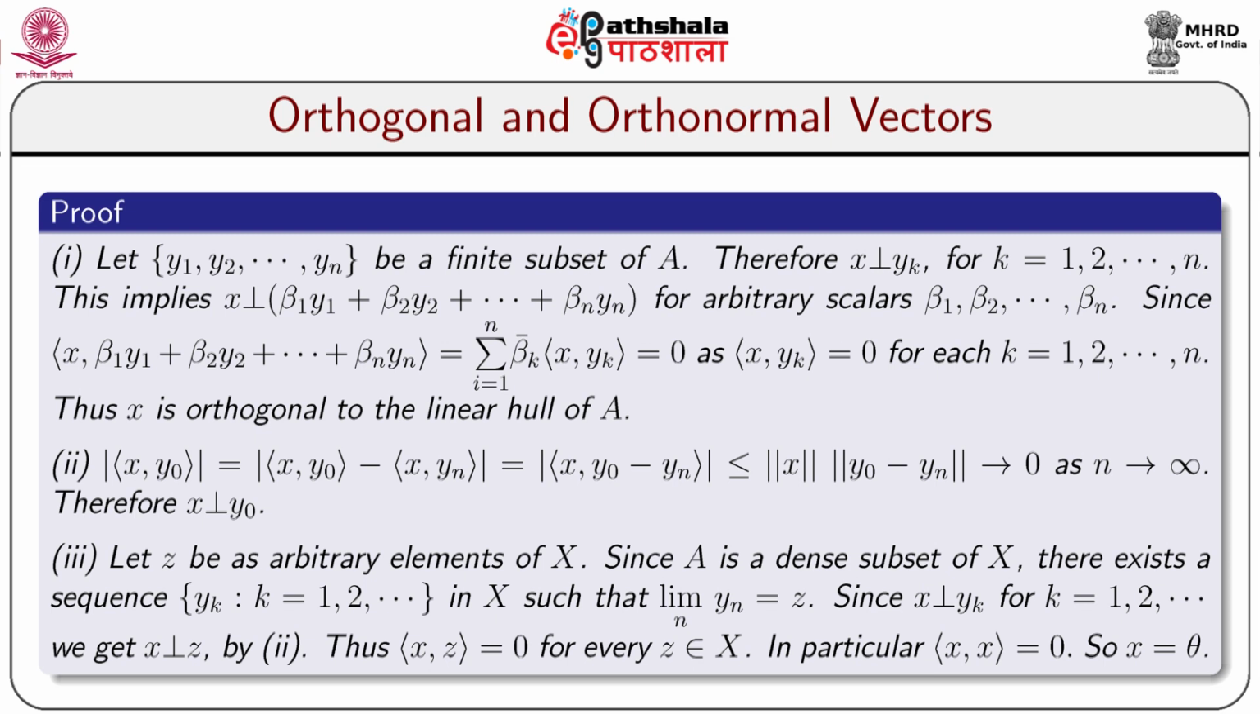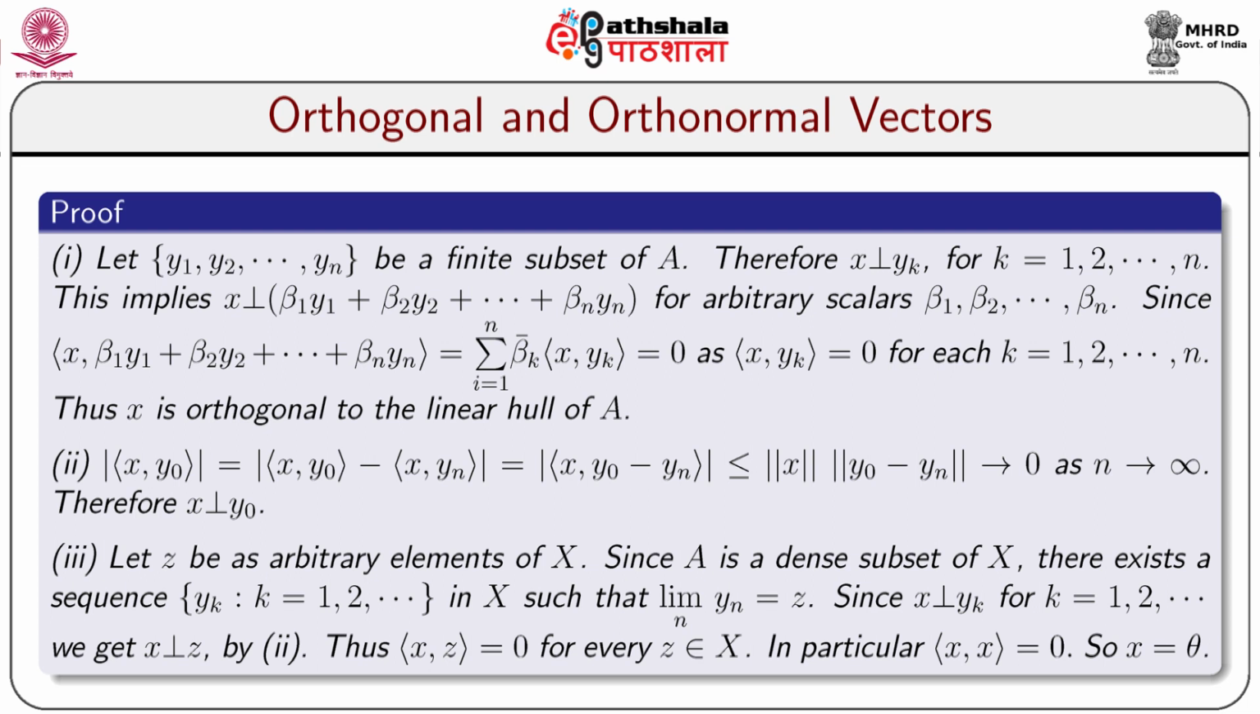This implies that x is perpendicular to beta 1 y1 plus beta 2 y2 plus dot dot dot plus beta n yn for arbitrary scalars beta 1, beta 2, beta n. Because if we take an inner product x comma beta 1 y1 plus beta 2 y2 plus dot dot dot plus beta n yn, we get beta 1 bar inner product x comma y1 plus beta 2 bar inner product x comma y2 plus dot dot dot plus beta n bar inner product x comma yn.